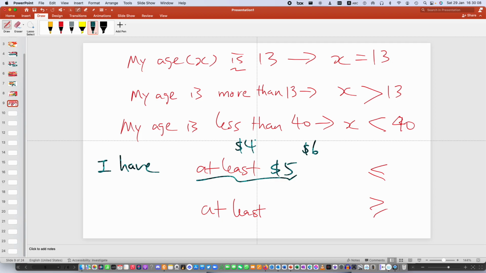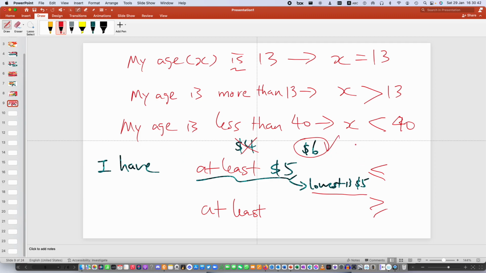What's the at least 5? At least 5 means minimum 5, right? That means the lowest is 5. Can you go lower than 5? No, cannot. So 4 is out. Lowest is 5, at least 5. So is 6 possible?